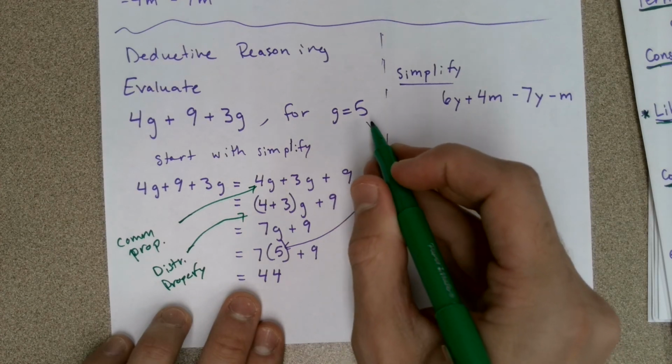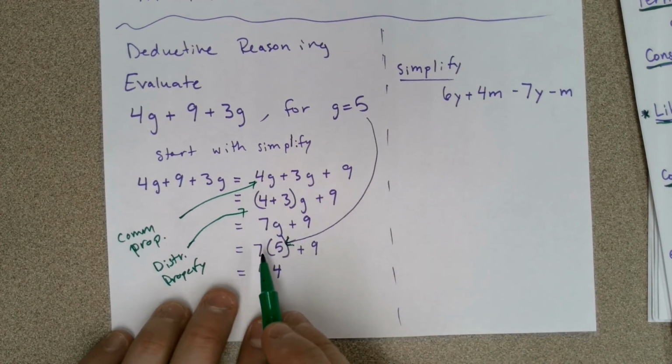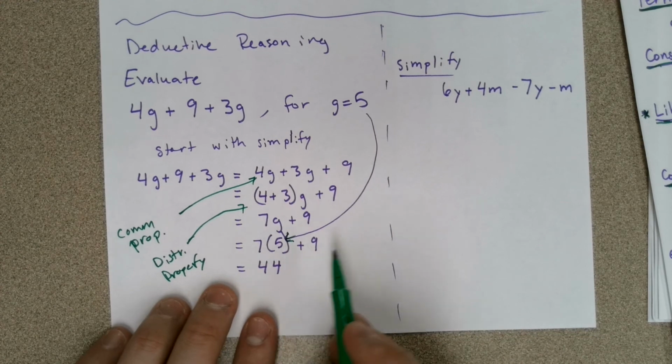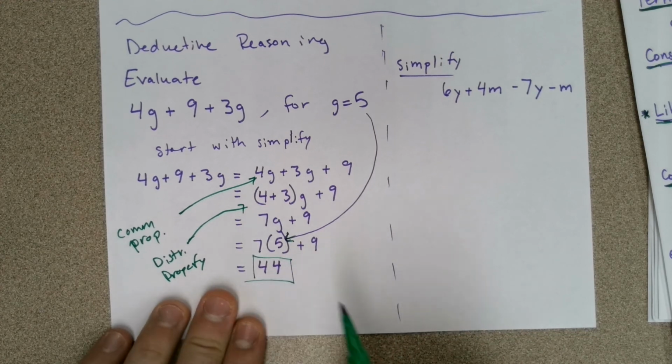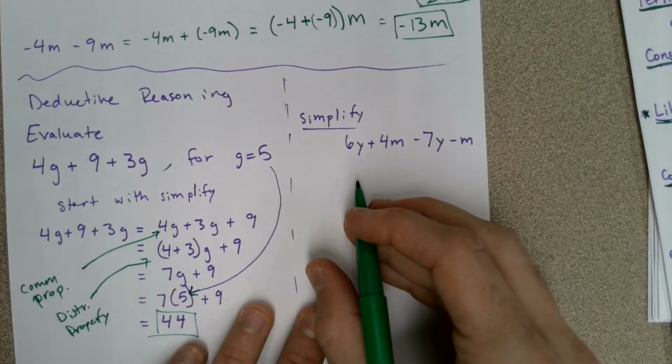And now I plugged in that g. I brought that all the way in from there, plugged it in. I know that 7 times 5 is 35 plus 9. Final answer, 44. We got one more to try here. We're going to simplify this.